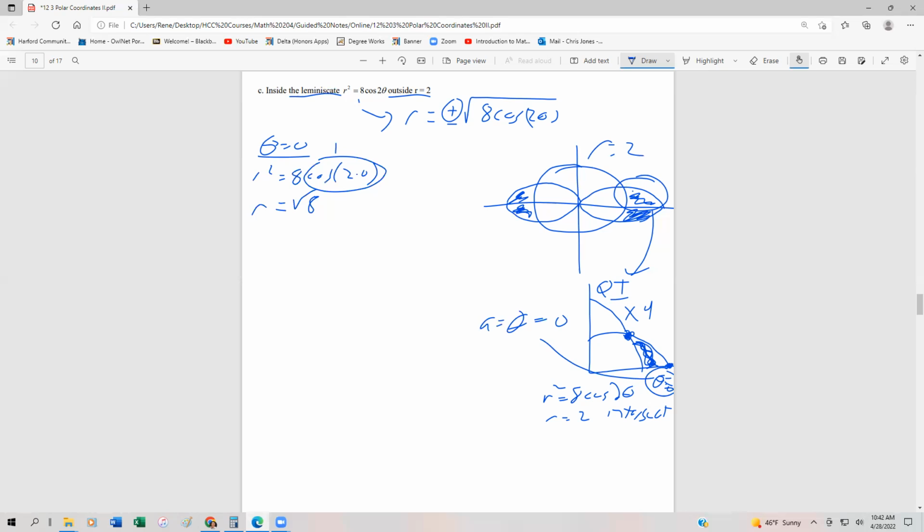Now to figure out B, what we're going to do is substitute 2 back in for r. So we get that 2 squared is going to be equal to 8 cos of 2 theta.